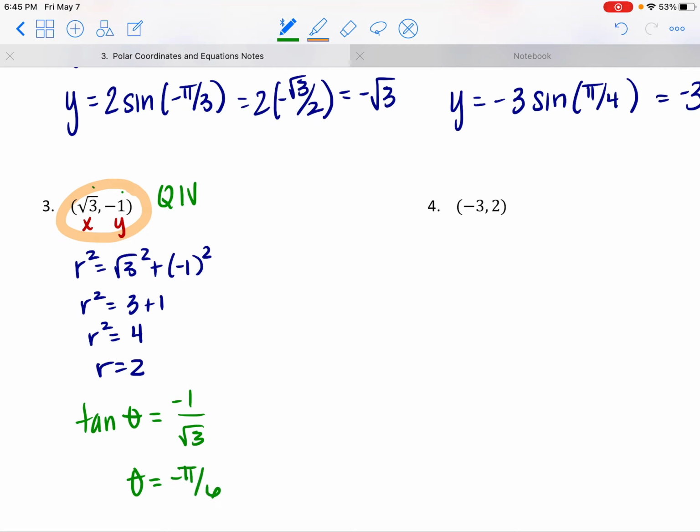So we have our, what happened to my theta? It looked so bad. We have our radius, we have our angle, which means these coordinates are 2 and negative pi over 6. Okay, so 2 and negative pi over 6 are the polar coordinates equivalent to the rectangular coordinates radical 3 and negative 1. Now that one, which actually got a little tricky with the angle there, was the easier of the two.